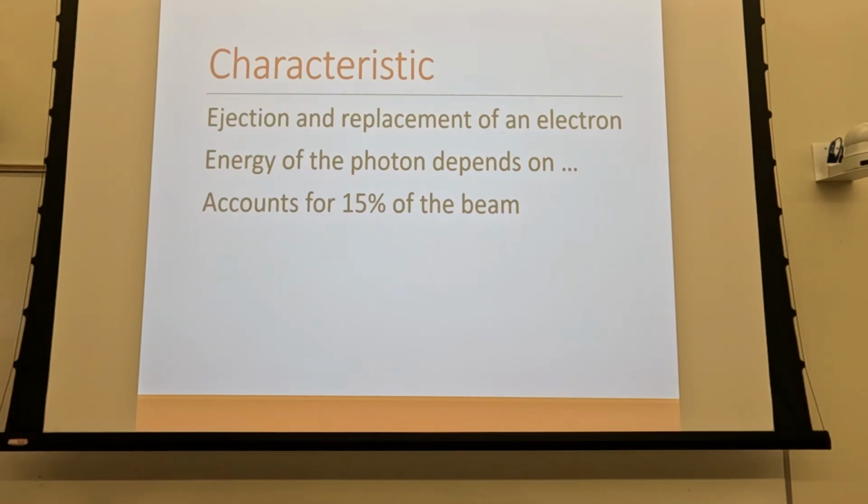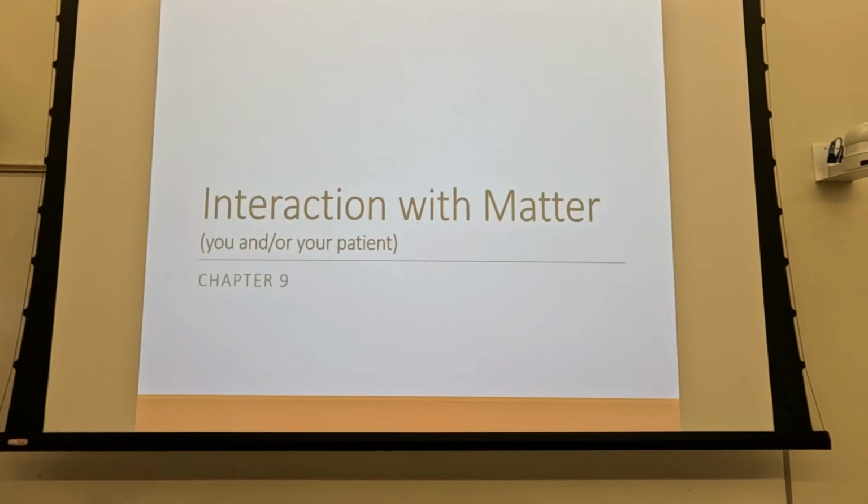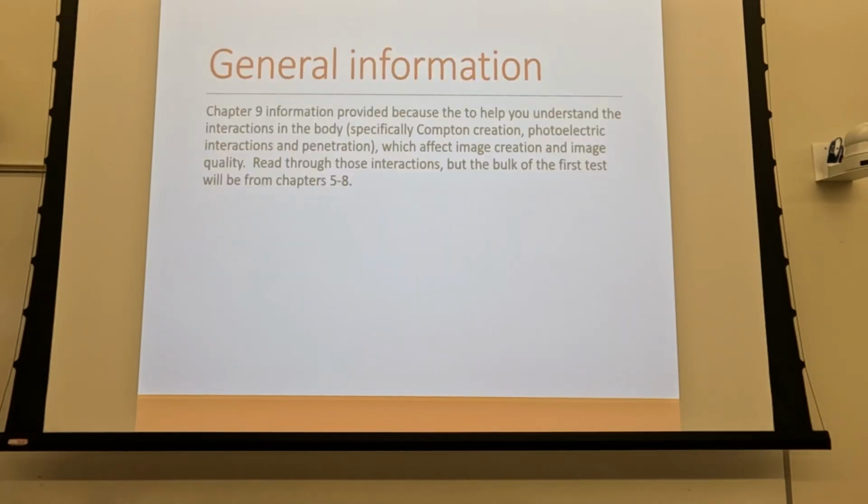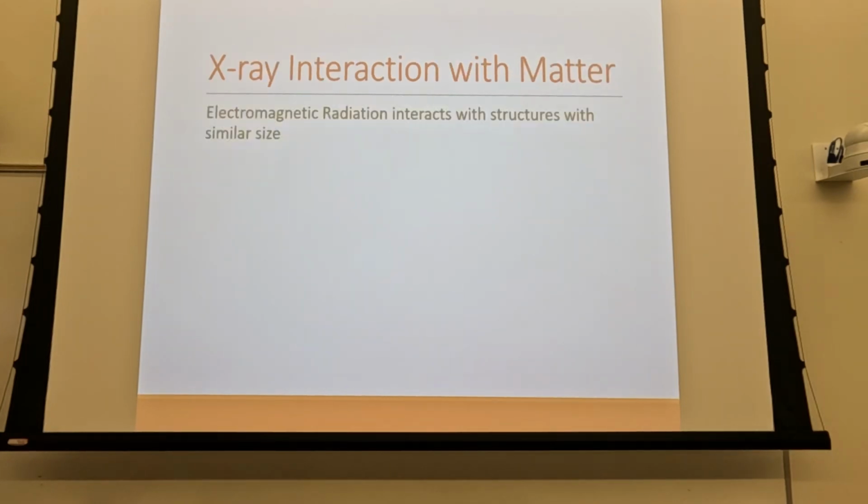My personal opinion, I don't find this in literature anywhere, but my personal opinion is that 15% includes all levels of characteristic X-rays created in the beam. That 85%, I think, is higher once it comes through all the different levels of filtration. I think a vast majority of the beam, I'd say 95%, is probably brems once the low energy characteristic gets eliminated. So, interaction with matter, I think it's actually chapter 10, but that's all right.